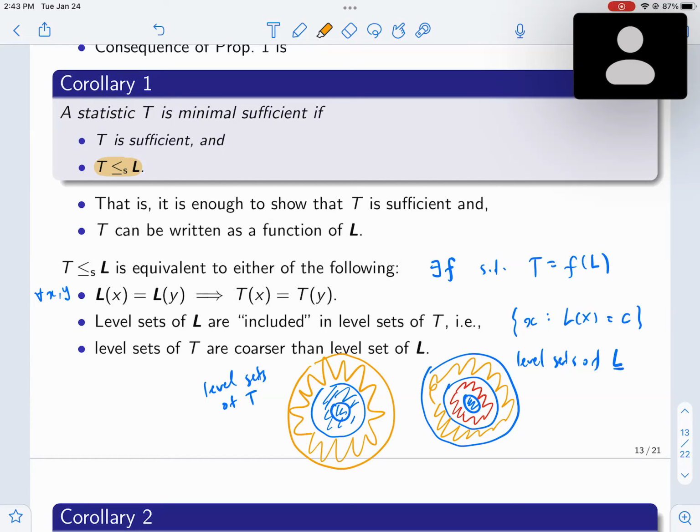So two data points will have the same sum if and only if the quadratics are shifts of each other. So that's what it's saying. But I guess I don't know how you go from that to saying that the level sets of one have to be necessarily coarser than the other.